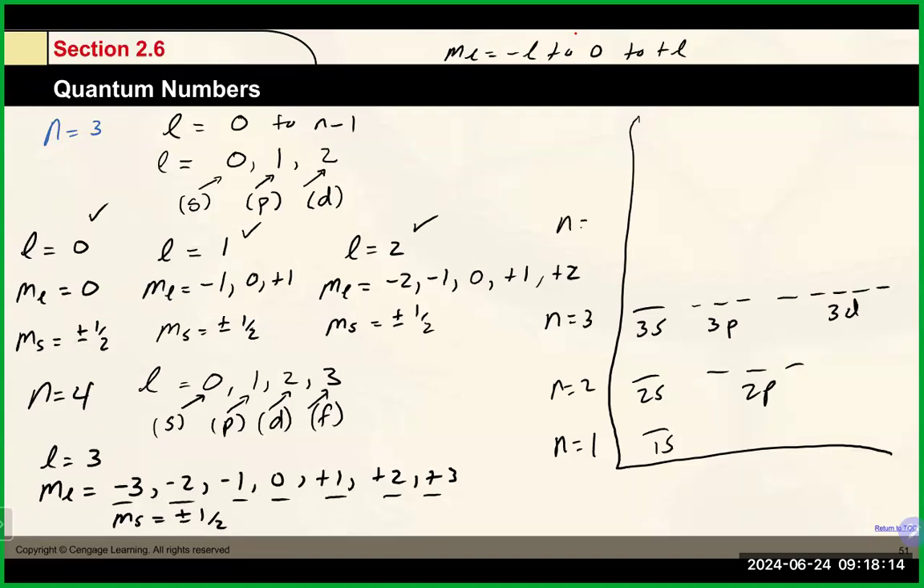So that gives us n equal to 4. And again, we have a 4S, 4P, 4D. I'm going to run out of room, but imagine there are 7 lines in there for 4F, and those are the orbitals. All right, first off, any questions on quantum numbers and how to calculate them?